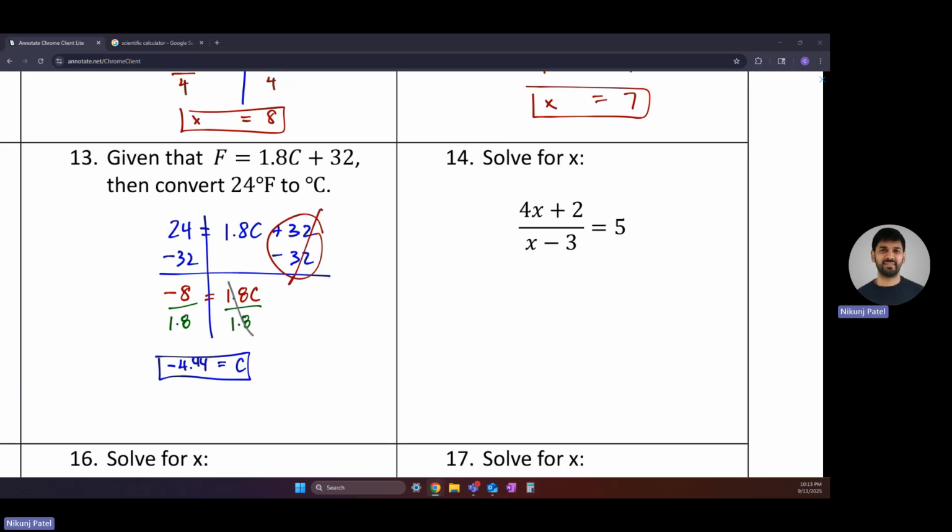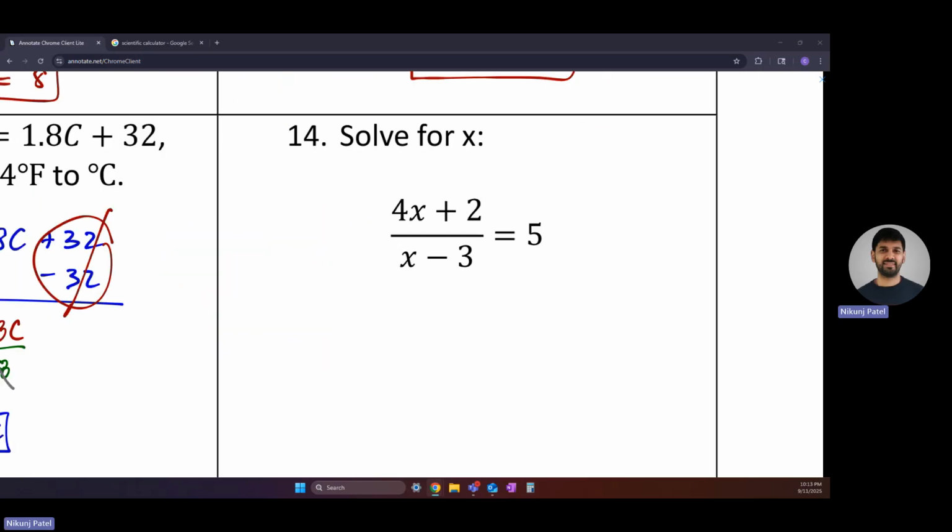Let's take a look at number 14. So at number 14, during class, we had an example similar to this one, where we had a fraction here, but a whole number there. We can use this strategy where we turn this whole number into a fraction, 5 over 1. Any whole number divided by 1 is going to be the whole number again.